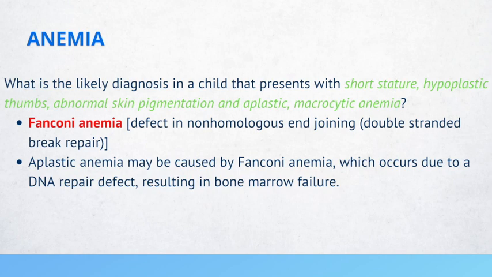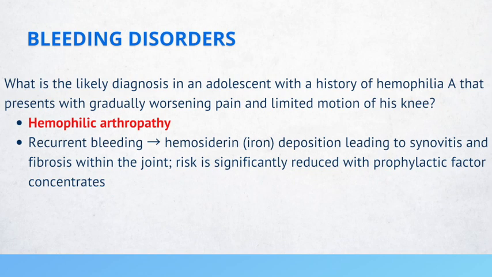What is the likely diagnosis in an adolescent with a history of hemophilia A that presents with a gradually worsening pain and limited motion of his knee? Hemophilic arthropathy. With recurrent bleeding, they can have hemosiderin or iron deposition, leading to synovitis and fibrosis within the joint. The risk is significantly reduced with prophylactic factor concentrates.